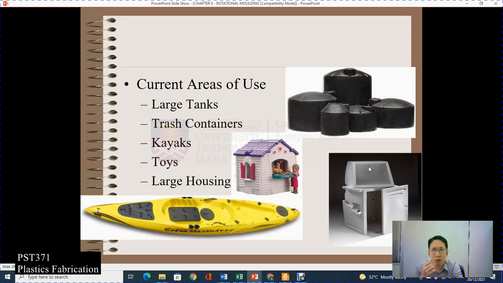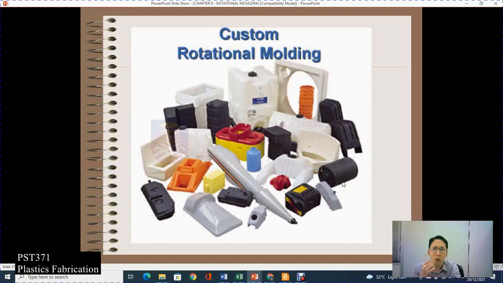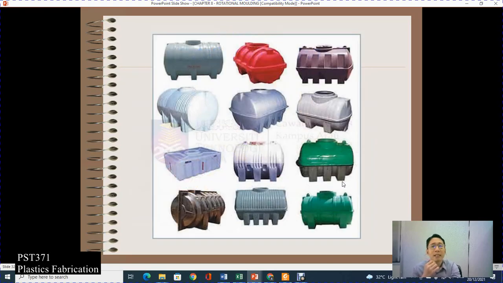The current areas of usage, if you can see here in the image, are the water tank, and sometimes chemical tanks, and then some housings, playgrounds for children, and we also have one-piece kayaking sport equipment, and then other casings for electronic devices, etc. And then this is the common method, which is LDPE, custom rotational molding, involving bottles and storage for the automotive industry. This is either the water storage or the chemical tank itself.